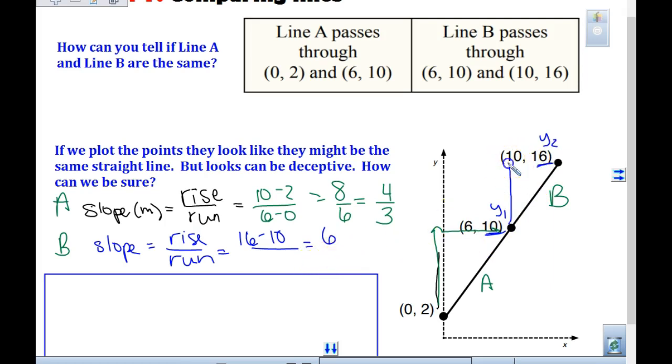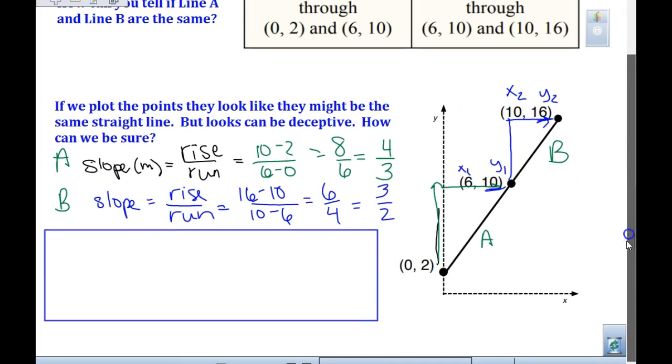Okay. How far is my run going from 6, this x1, to my 10, x2? 10 minus 6 gives us a change of 4. Simplifying that gives us 3 over 2. And the question was, is this the same line? And our answer is going to be no. And the reason it is not the same line is because the slopes are not the same.